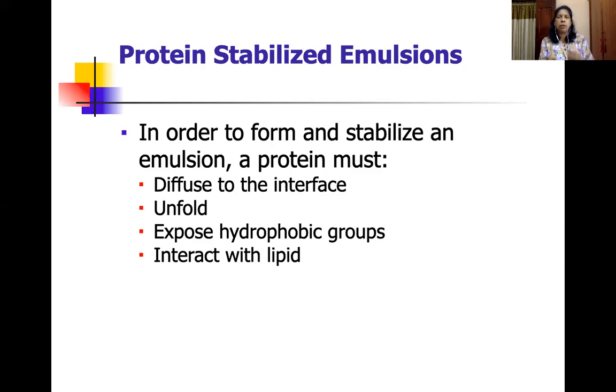So in order to form and stabilize an emulsion, we have to add protein, because we want to mix the two layers together. Therefore, we add these emulsifiers. The importance of adding protein to stabilize the emulsion is that protein has plus and minus charges.